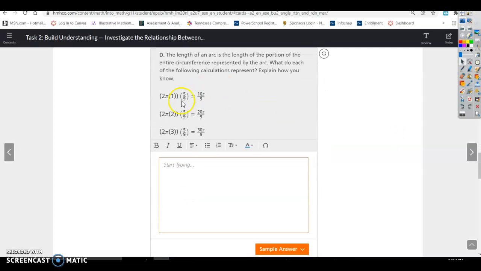So you're still doing the same formula, 2 pi r, circumference. We're just doing it times part of the circle instead. So if we do it for the first angle, it had a radius of 1. We get 10 pi over 9.